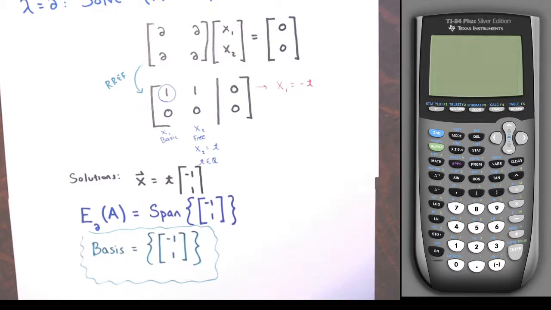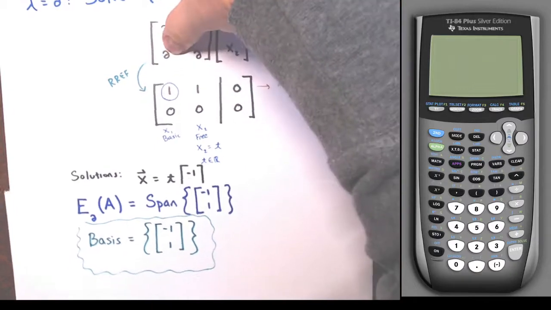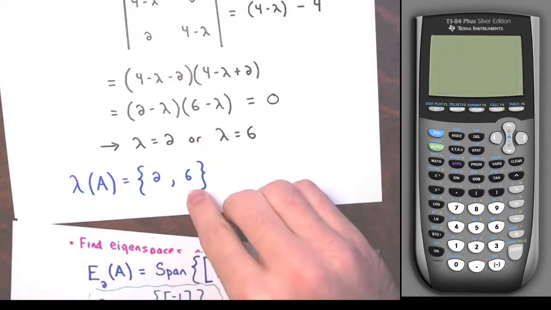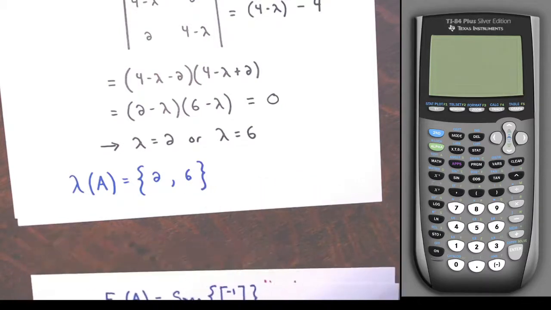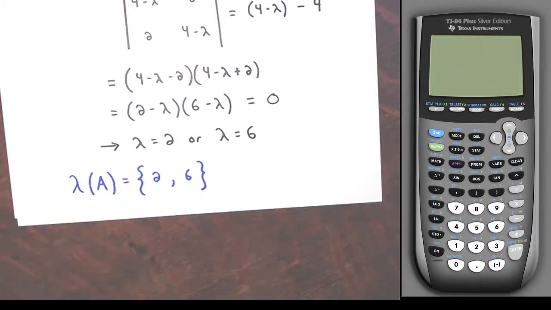I'm going to do the same thing, find the eigenspace now corresponding to lambda equals 6. So for lambda equals 6, same stuff.